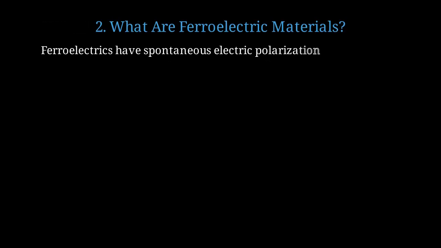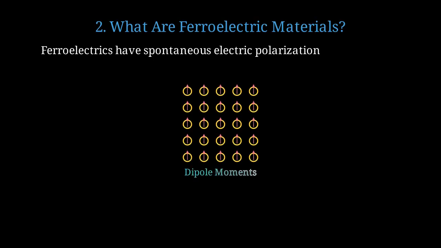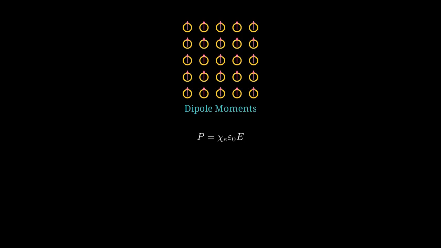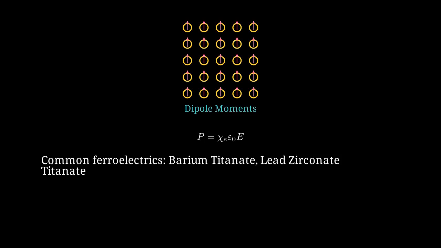Ferroelectric materials possess a spontaneous electric polarization that can be reversed by an external electric field. The atoms in ferroelectric materials form electric dipoles that all point in the same direction, creating a net polarization. Polarization P equals Chi times epsilon naught times E, where Chi is the electric susceptibility and E is the electric field. Common ferroelectric materials include barium titanate and lead zirconate titanate, also known as PZT.